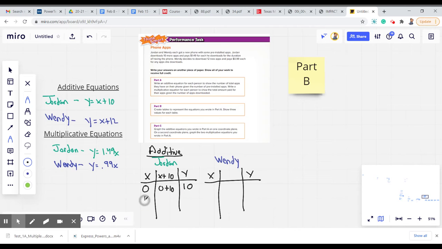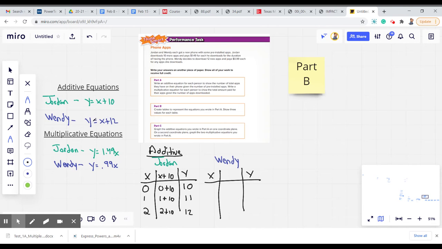And we're going to do the same thing. If he had 1 pre-installed app, he would have 11 total apps on his phone. And if he had 2 pre-installed apps, that means he would have a total of 12. X could have been any number you wanted, but I just kept my number small, so my graph would be small.